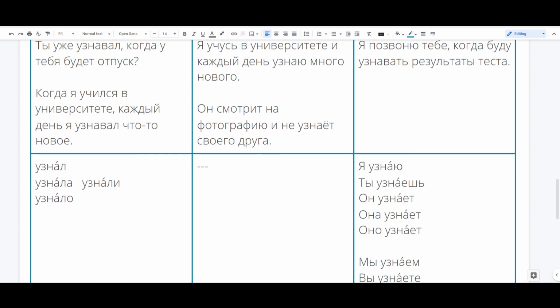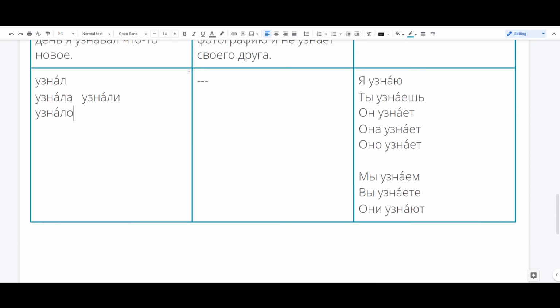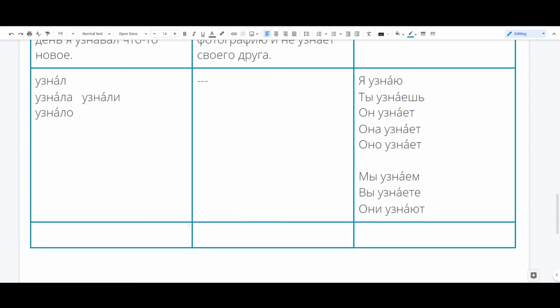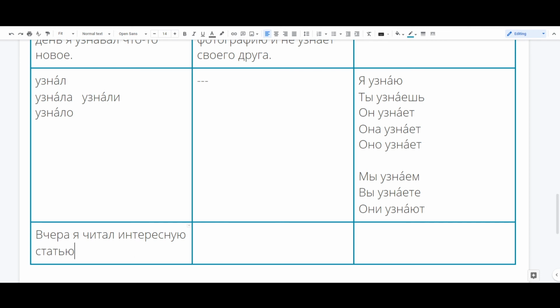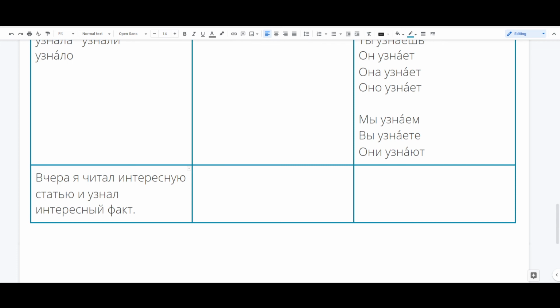All right. Now let's try to use the perfective verb узнать. Past tense узнал, узнала, узнала, узнали. Just a regular conjugation. Вчера я читал интересную статью и узнал интересный факт. Yesterday, I was reading an interesting article and I learned an interesting fact.